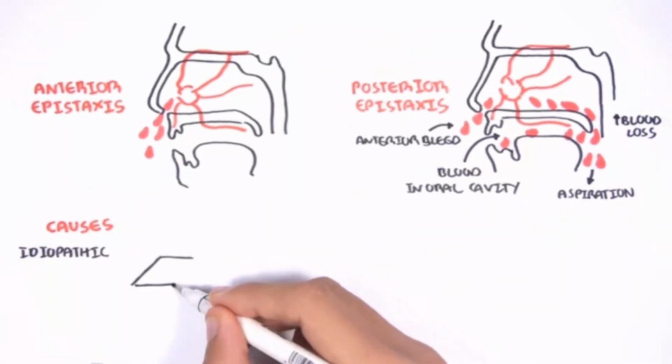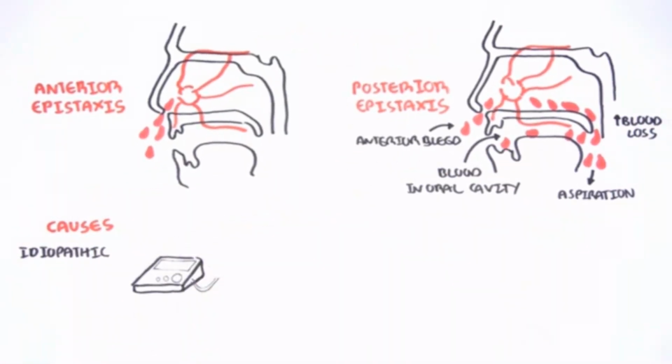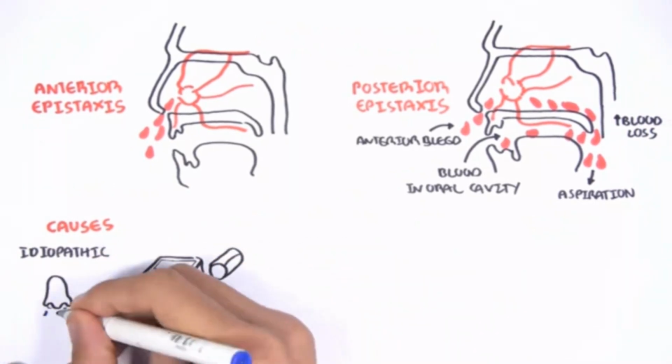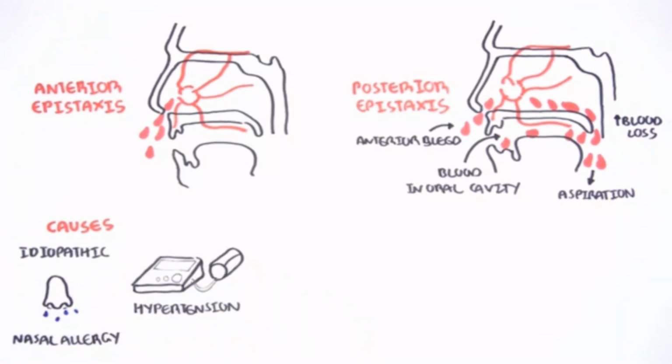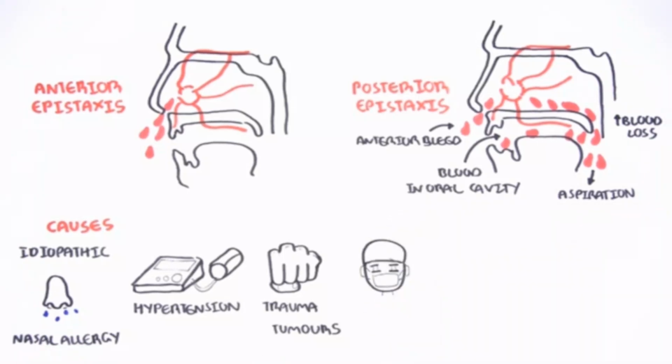The causes of epistaxis include idiopathic, just out of the blue, hypertension, and having a nasal allergy, which causes irritation essentially and then subsequent bleeding. It can also occur following trauma, like a punch to the nose. Tumors around the area can cause it, as can post-surgery, and having coagulopathies or vascular problems.